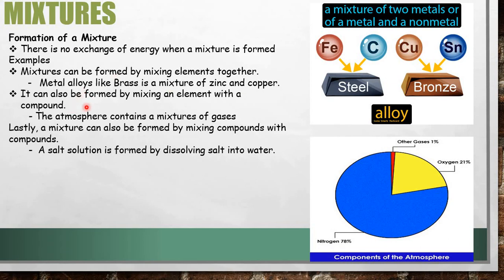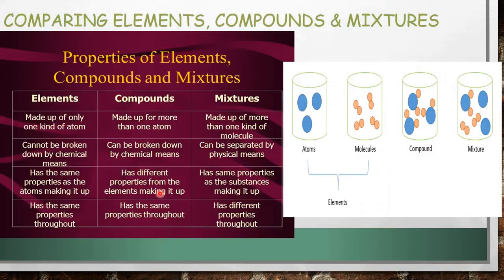It could also be formed by mixing an element with a compound. The atmosphere contains a mixture of gases. This pie chart shows that in the atmosphere you find nitrogen, oxygen, and also other gases. So all of them are a mixture. Lastly, a mixture can also be formed by mixing compounds with compounds. For example, a salt solution is formed by dissolving salt, NaCl, into water, H2O. They are also known as a mixture.